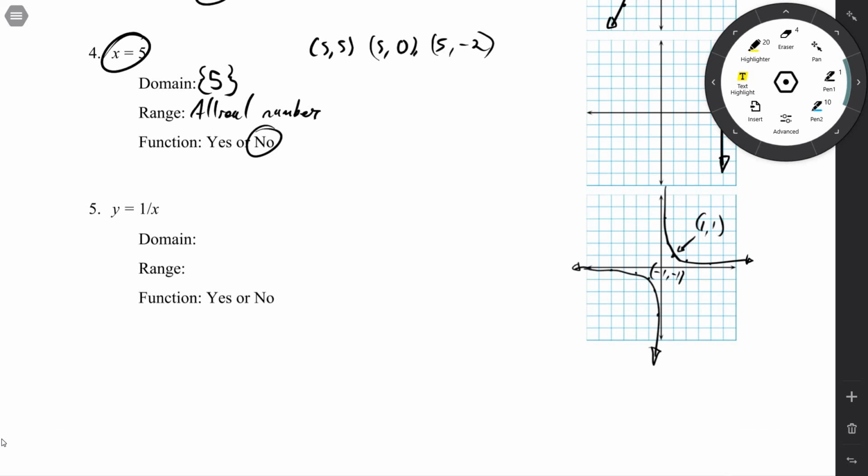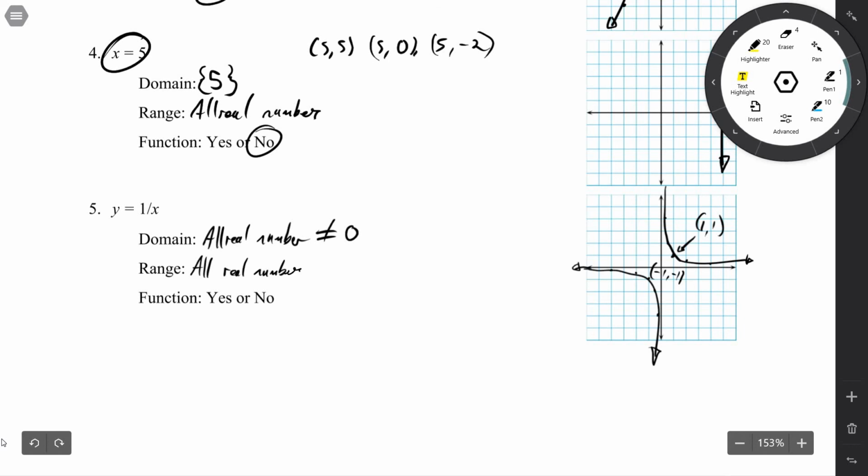The domain for this function would be all real numbers not equal to 0. And that's the same range as well, all real numbers not equal to 0. Is it a function? Yes, it is. For all elements in the domain, they're paired with exactly one element in the range.